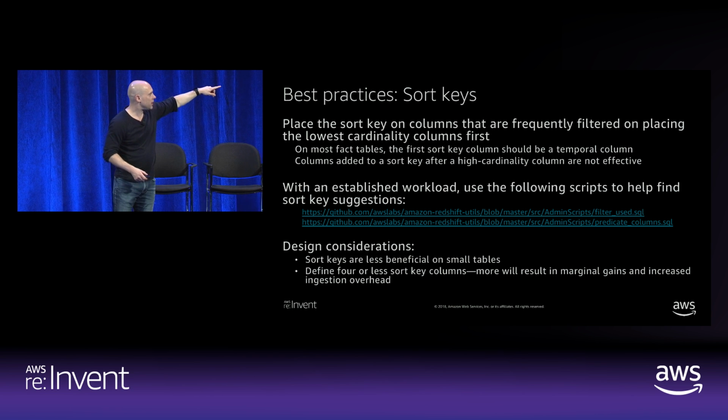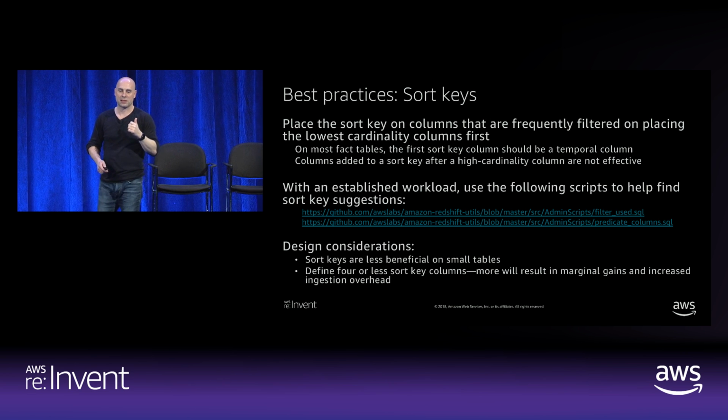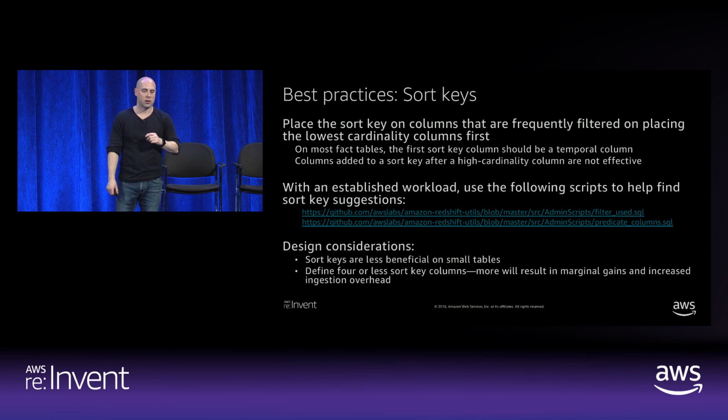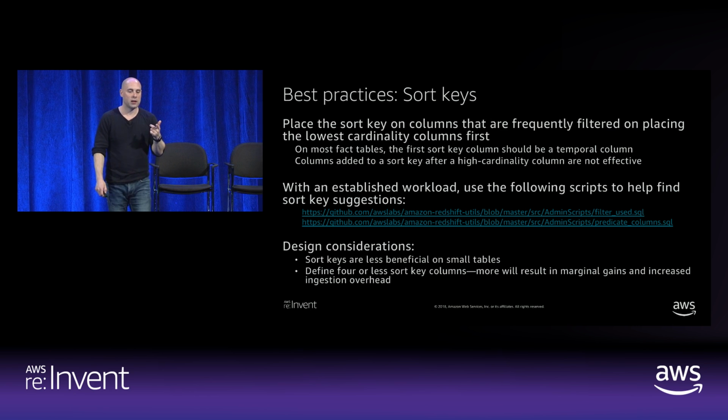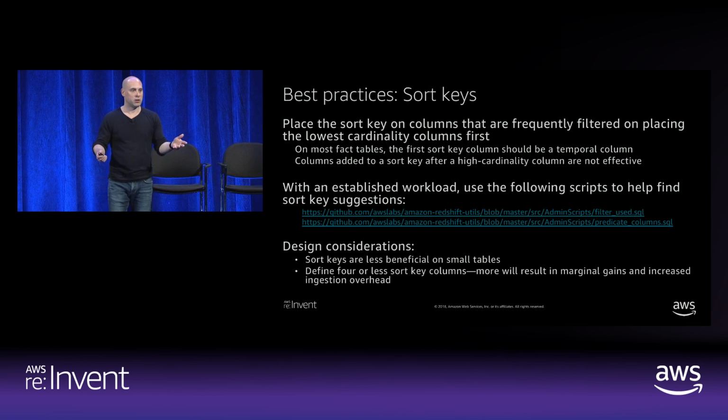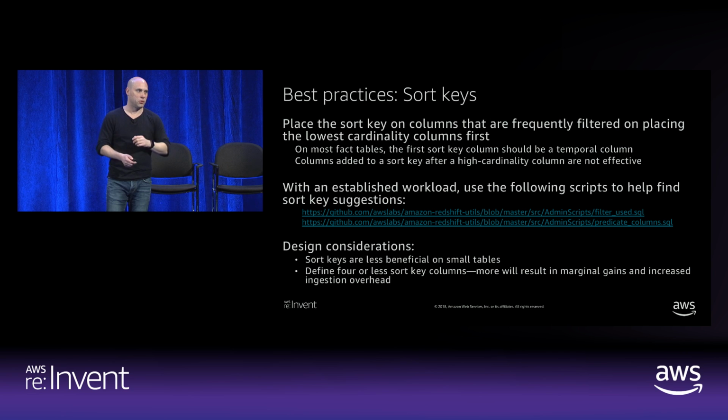One thing is we also have a couple of scripts up here on GitHub. Those scripts, if you have an established workload that runs on Redshift, can help you determine if you have the correct sort keys or what should be the correct sort keys. Also, a small note: if you have really small tables, it usually doesn't make sense to sort them. If there's like 10,000 rows, it's all going to be in a single block anyways, so you're not helping out with the zone maps.